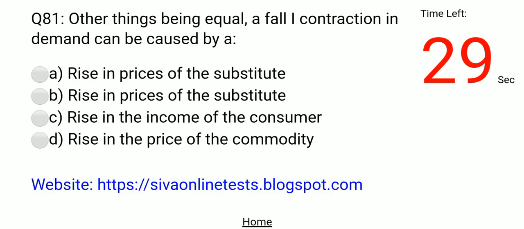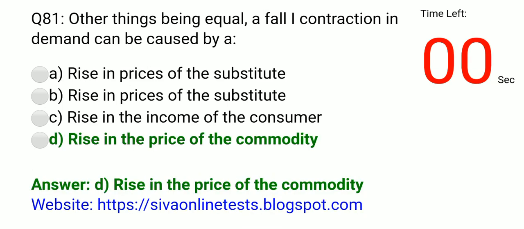Question 81. Other things being equal, a fall or contraction in demand can be caused by a. Options. A. Rise in prices of the substitute. B. Rise in prices of the substitute. C. Rise in the income of the consumer. D. Rise in the price of the commodity. Answer. D. Rise in the price of the commodity.